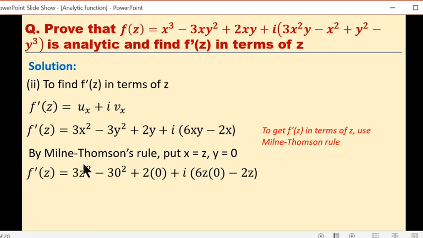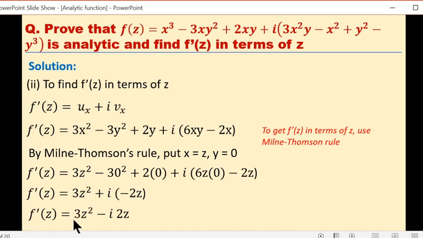So f dash z becomes 3z square minus 3 into 0 square plus 2 into 0, plus i into 6 into z into 0 minus 2 into z. Simplifying, we get f dash z equal to 3z square; this becomes 0, this becomes 0, this becomes 0, and we get only minus 2z. So f dash of z equals 3z square minus i into 2z. So this is f dash z, the derivative of the function in terms of z. Did we understand this?